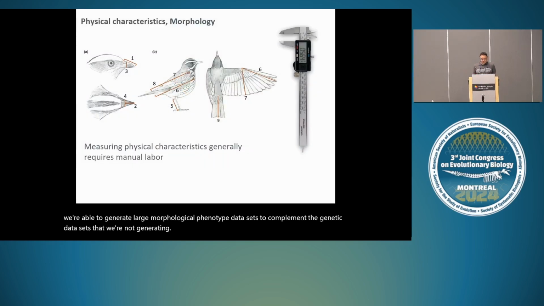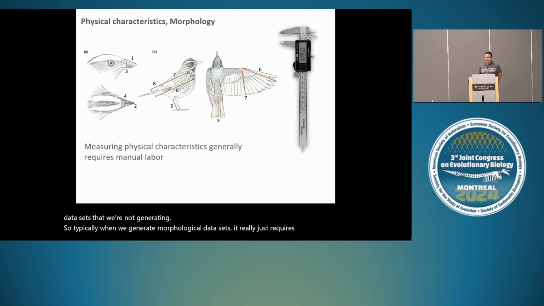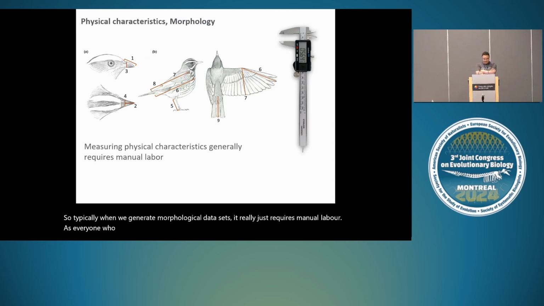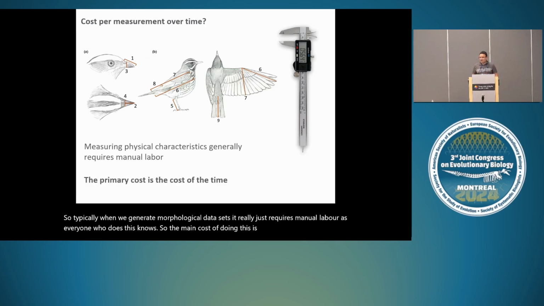So typically when we generate morphological data sets, it really just requires manual labor, as everyone who does this knows. So the main cost of doing this is the cost of the time and the cost of the labor. I study birds mostly, and so we typically use digital calipers, and we actually look at a specimen in a physical collection and measure different aspects of it.